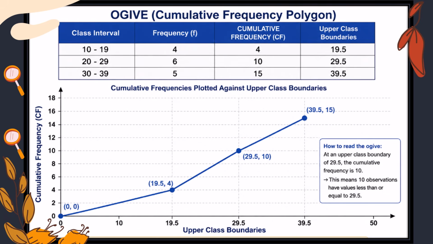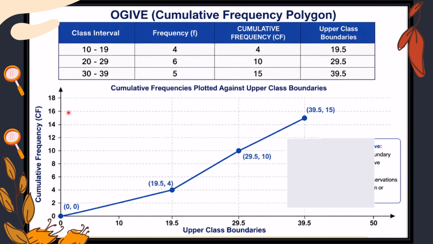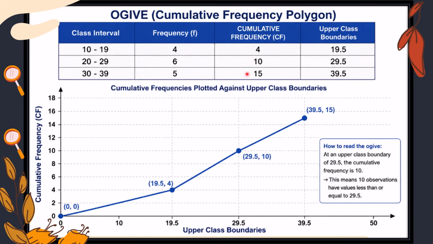If we plot the points, we have 19.5 and then 4. 29.5 and then 10. 39.5, that is 15. So our X value, that could be the upper class boundaries, and our Y values, that is the cumulative frequency. So the upper class boundary, that is 29.5, the cumulative frequency is 10. So it means 10 observations have values that are less than or equal to 29, or less than or equal to the upper class boundary, that is 29.5.